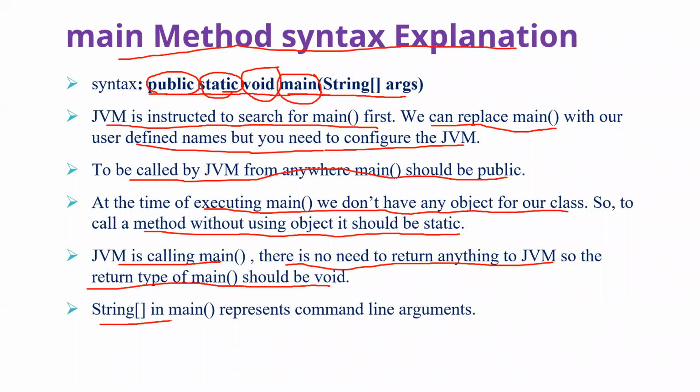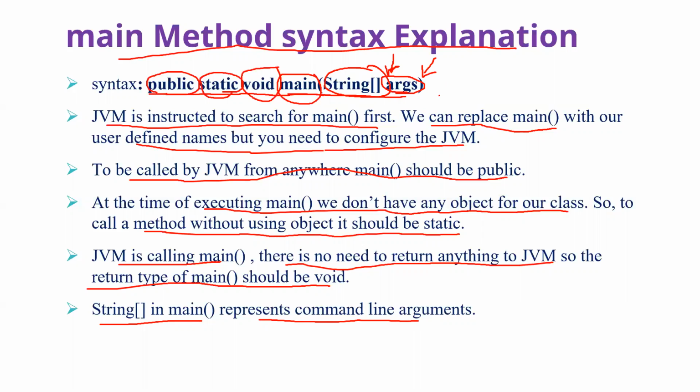String array, right? In the main method, this represents the command line arguments. Whenever you are running from the command prompt, if you pass any arguments, those will be stored into this one-dimensional string array. This args represents the string array name. You can replace args with any name as per your wish. Args is just a reference, a name given to the one-dimensional string array. It represents command line arguments. I hope everyone is clear about the main method syntax: why it should be public, why static, void, main, and command line arguments.